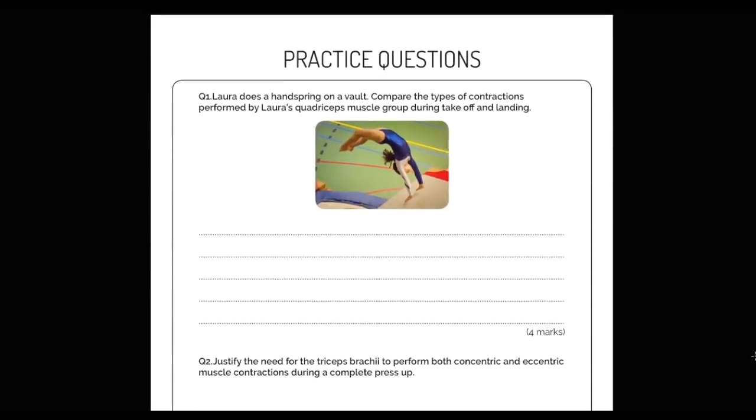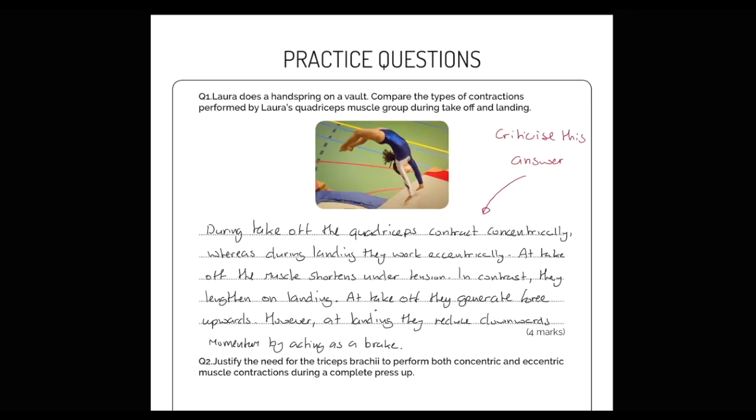Now let's have a look at what we want to do with this. Practice questions. So again, same principle as before. I've hidden my answer, which I will reveal. How exciting. So I've revealed my answer here, and we've got a question. Laura does a handspring. There she is. And Laura, by the way, is one of our athletes, a very good gymnast, both artistic and rhythmic.